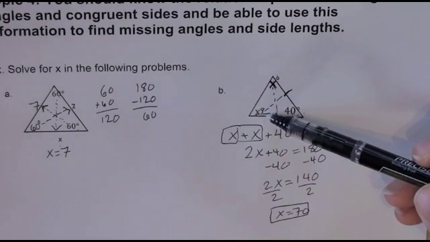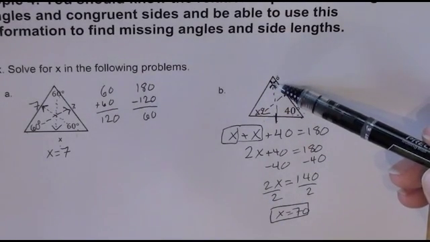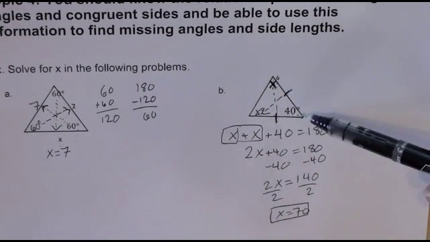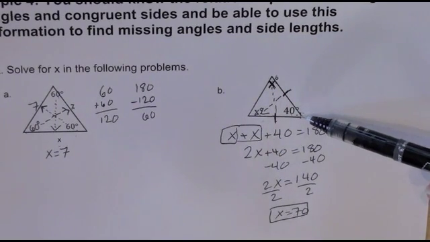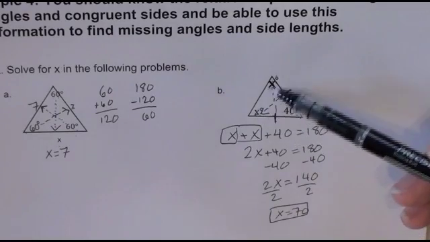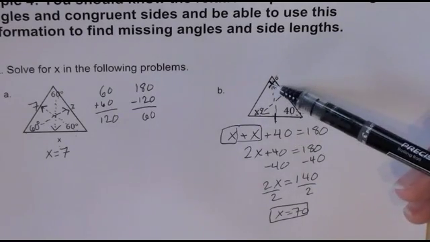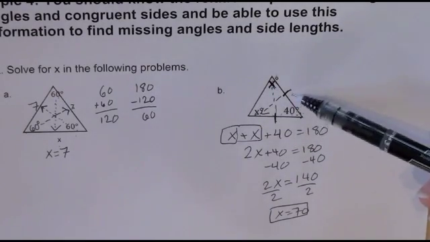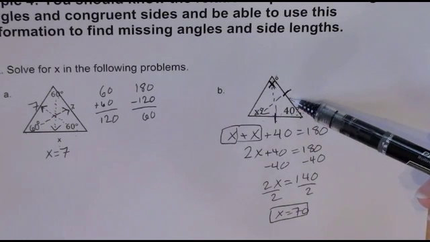Let's check. If this were 70 and this were 70, that would be 140 plus the 40 degrees here. 140 plus 40 is in fact 180. If these are both 70 degrees, we have two congruent angles, which is perfect because we have two congruent sides.